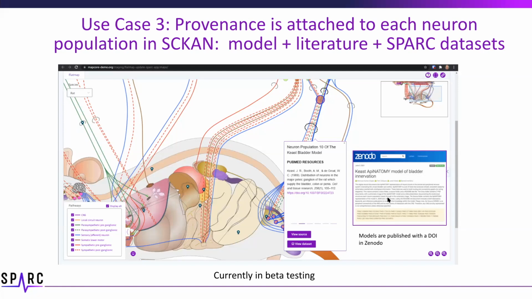This is the KEIST model. So in every case, it will tell you which model it came from, but it will also provide a list of sources of literature that you can use to explore those connections further. This is currently in beta testing. It's not available through SPARC just yet. And right now we're really doing this at the neuron population level, but as I indicated, the SCAN itself contains very granular information to the extent that we are provided that by the experts for very specific parts of the connections.